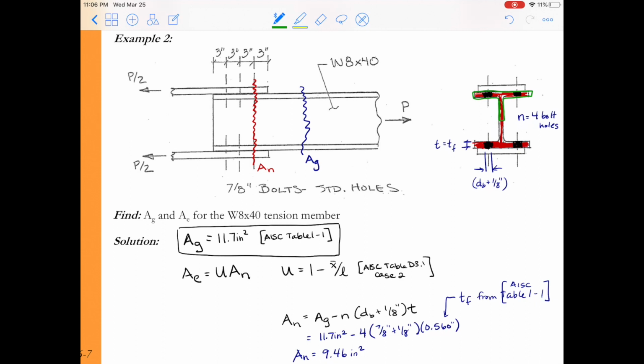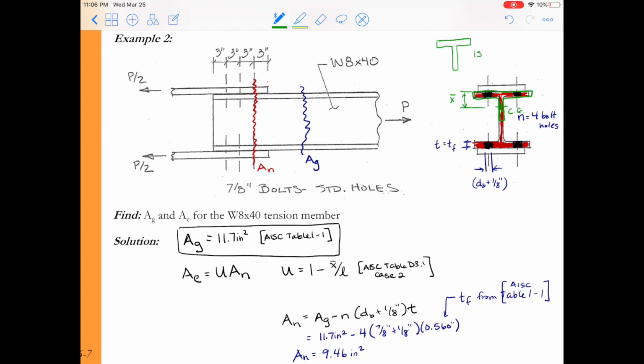So for the shear lag, we said the top plate, that section that I tried to outline in green there, is going to be the portion of the cross section that transfers stress to the top plate. And then the center of gravity of that portion, or X bar, is going to be the distance from the center of gravity of that portion to the plane of the connection.